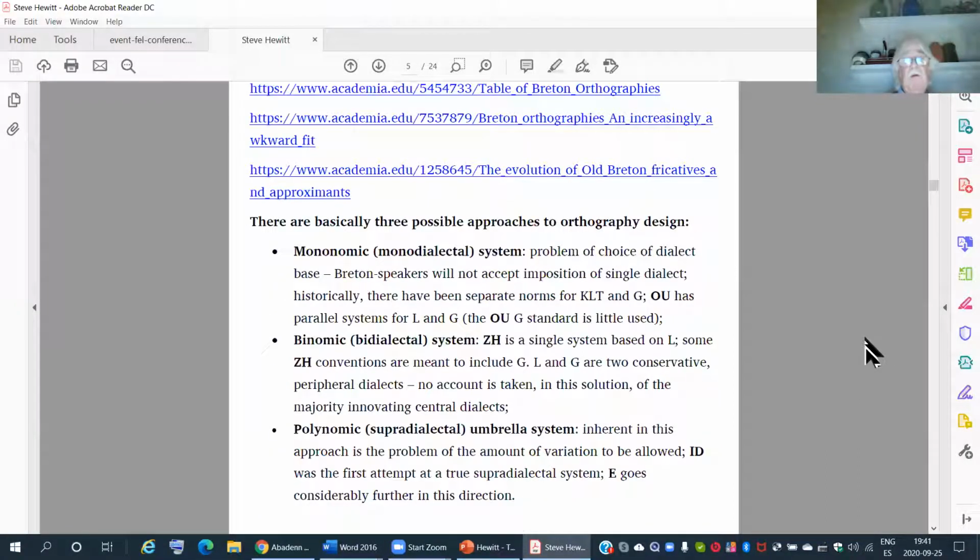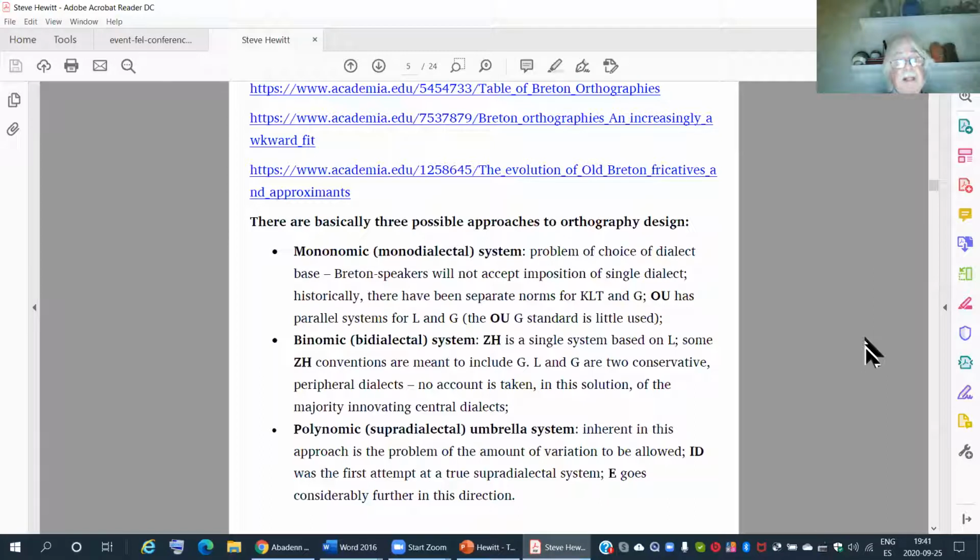Okay, going on. Basically, three possible approaches to orthography design: monononomic or monodialectal. The problem is the choice of dialect. Breton speakers will not accept the imposition of a single dialect. No one wants to accept that. Historically, there have been three separate norms for KLT: Northwestern, which is used everywhere except the Southeast, and then the Southeast has always been separate. Orthography Universitaire has parallel systems for Leon and Gwened, but the central dialects are left out.